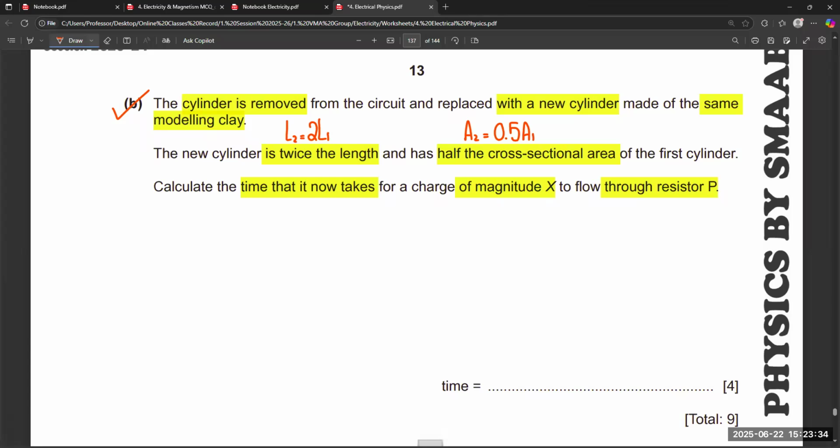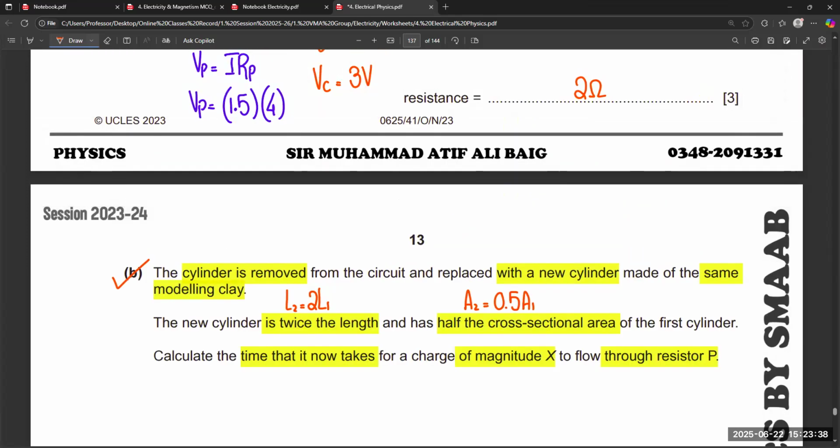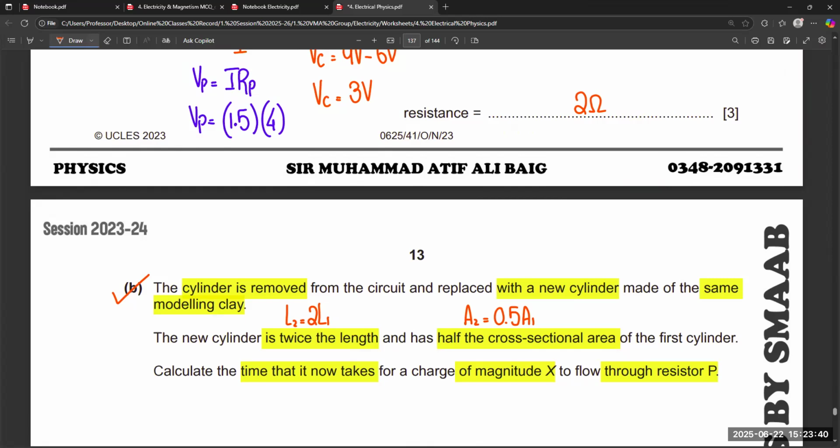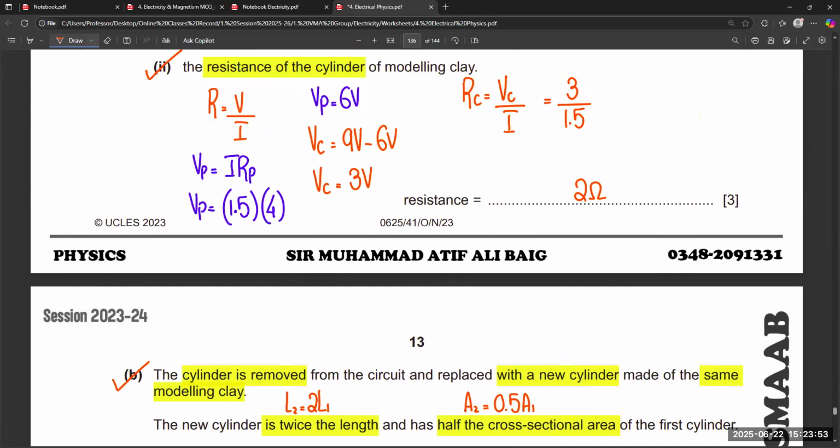First of all, we have to find the new resistance, because we know the previous resistance of the modeling clay is 2 ohms. Now we have to find the new resistance of the new modeling clay first. Then we are able to find the magnitude of the charge.